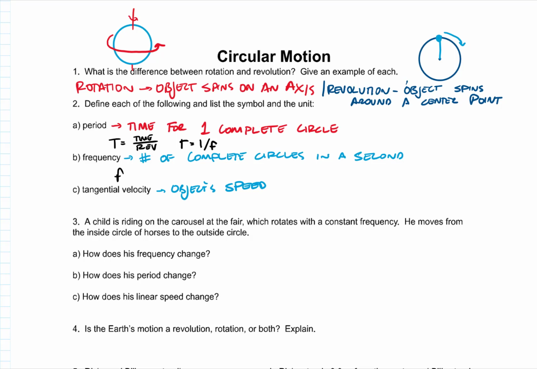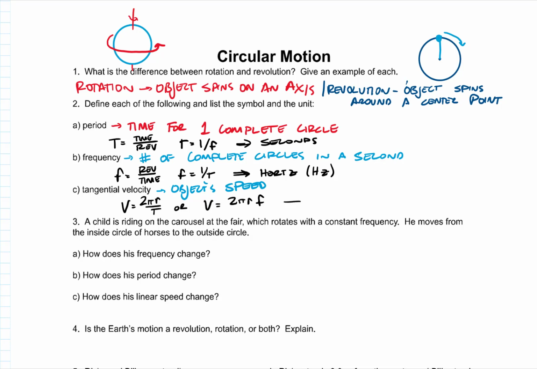It's 1 over the frequency. Frequency is revolutions per time. That's how you would calculate it. That's just the inverse of the period. We measure the period in seconds because it's just the time. We measure the frequency in hertz, which is 1 over a second. And then tangential velocity is 2 pi r over the period. That's the circumference divided by the amount of time it takes to go around one circumference, or divided by the period. Or it's 2 pi r times the frequency. That's when we use frequency instead. It's just the inverse of the period, so it goes on top there. That's measured in meters per second.